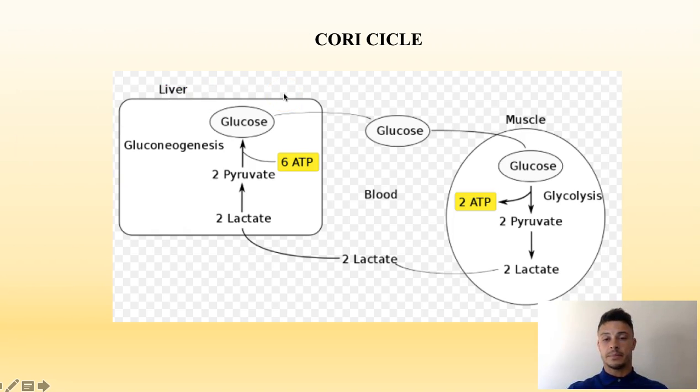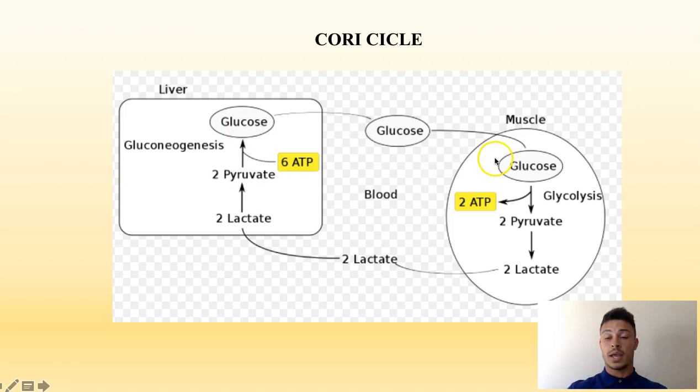In this next slide, I would like to explain the Cori cycle. The Cori cycle starts with that molecule of glucose, its byproduct pyruvate, being converted to lactate. That lactate leaves the muscle cell and enters the liver. This process here, we call gluconeogenesis, where lactate is converted back to pyruvate and glucose.